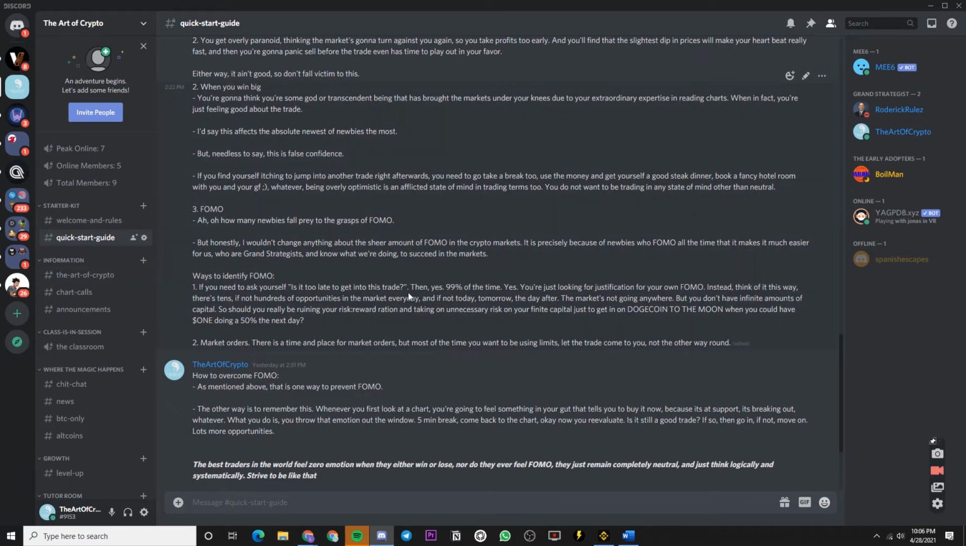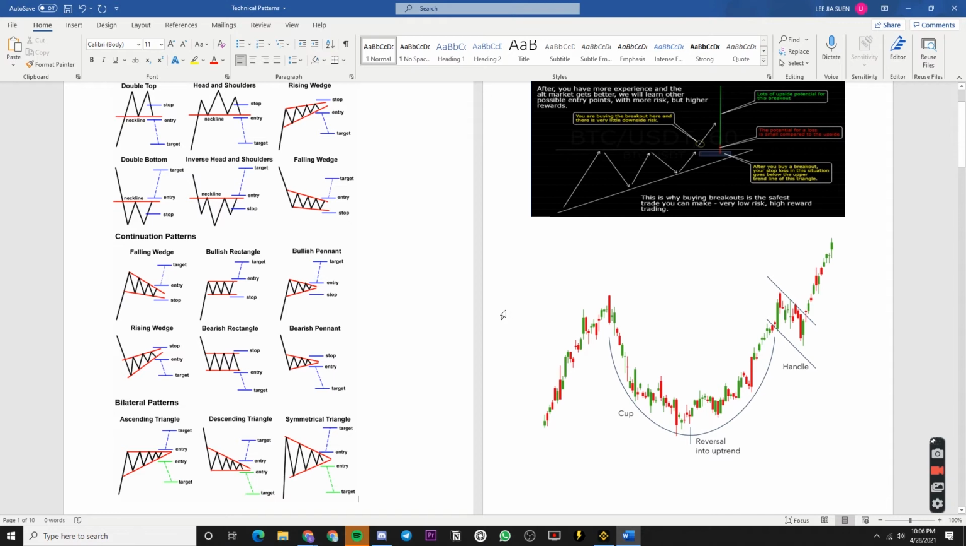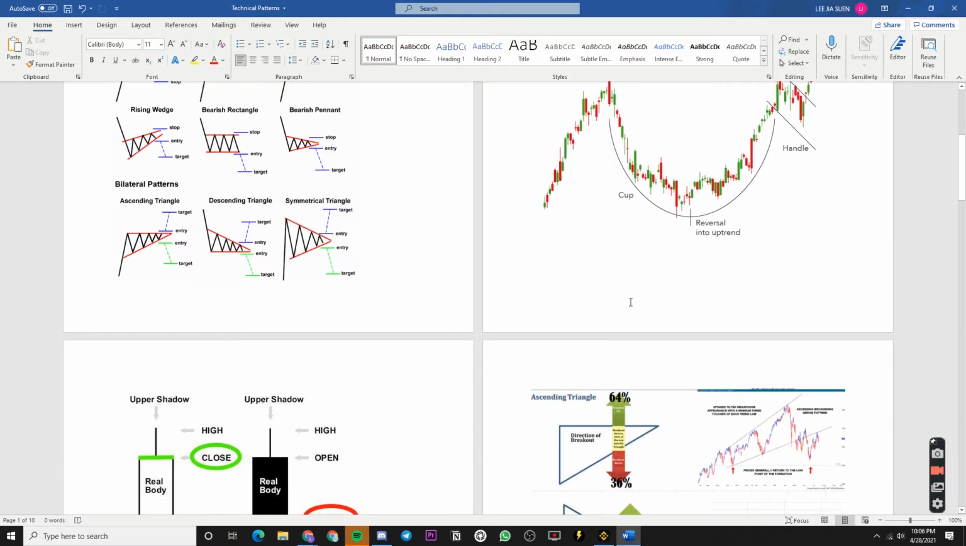Read this through, understand it, and for this technical patterns thing, I need you guys to memorize this stuff. If you want to make it as a trader, you need to know your patterns. I always like to say this: we are in a market right now, and in a market, you're trying to take other people's money. So doesn't it make sense that if you want to take other people's money, you have to be better than them? So I need you guys to study all of this, right?